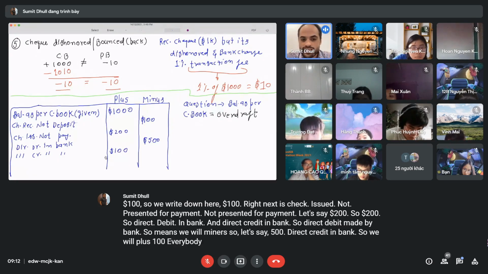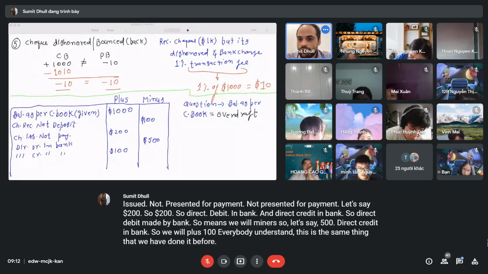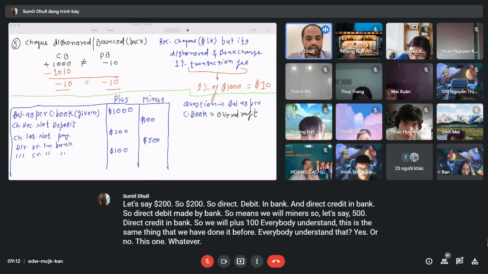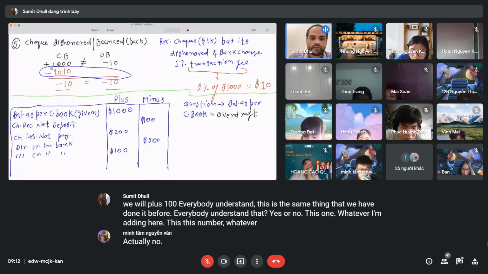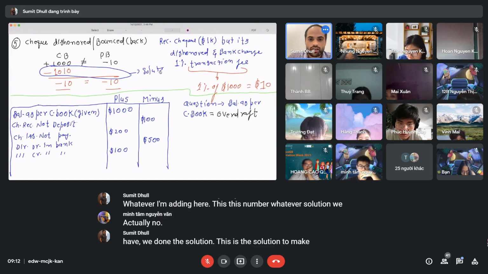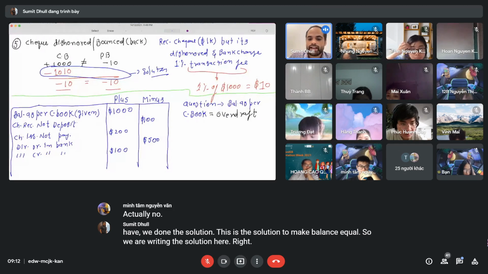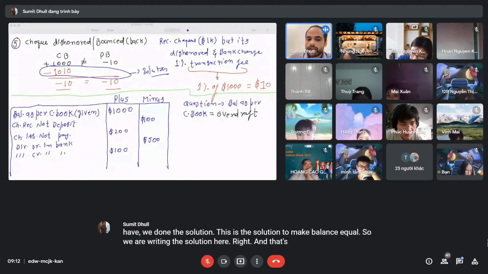Does everybody understand? This is the same thing that we have done before. Everybody understand that? Yes or no? Whatever I'm writing here, whatever solution we have, this is the solution to make the balance equal. So we are writing the solution here, right? And that's all. Now we make the balance.